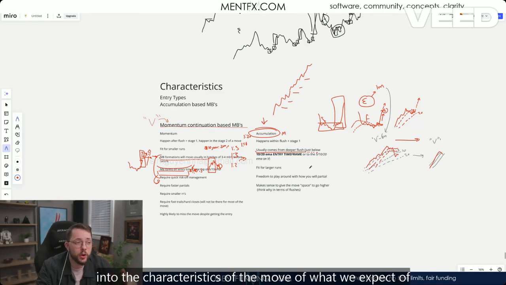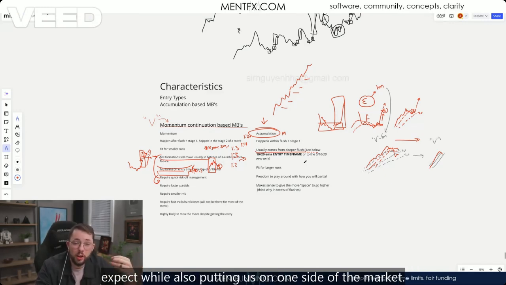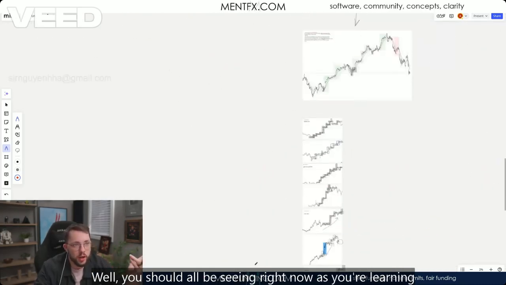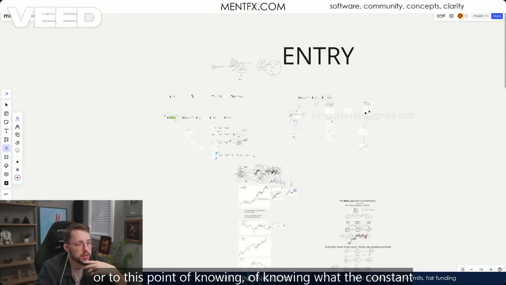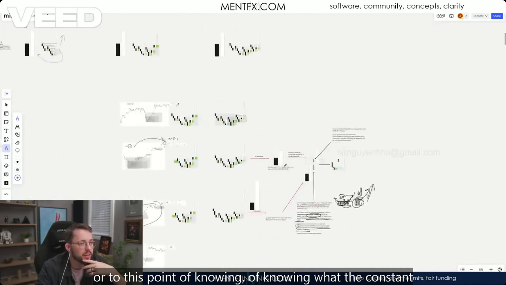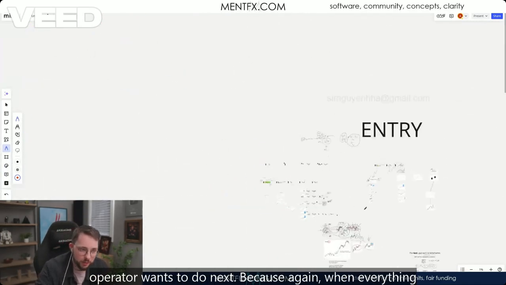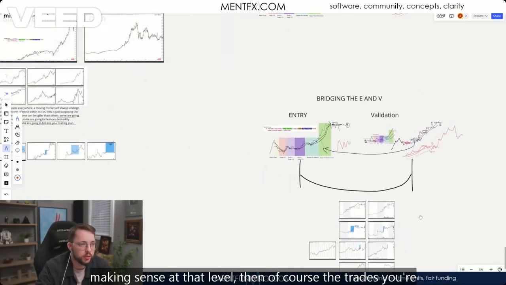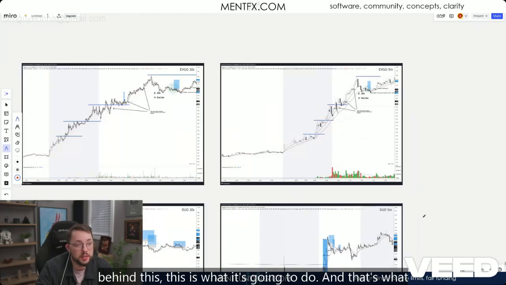And as things fall into the characteristics of the move, of the cycle of what we expect, and of the validation of what we expect, while also putting us on one side of the market, you should all be seeing right now, as you're learning, how we get to this point of knowing what the COMSAT operator wants to do next. Because when everything starts to align at a larger level and makes sense at that level, then of course the trades you're taking start to make sense: okay, if money's behind this, this is what it's going to do.